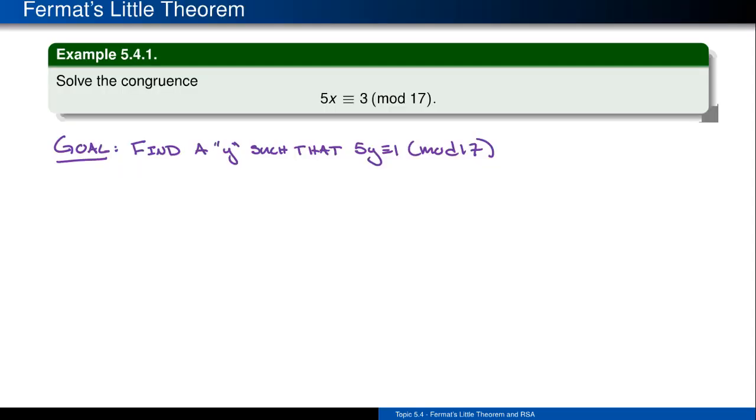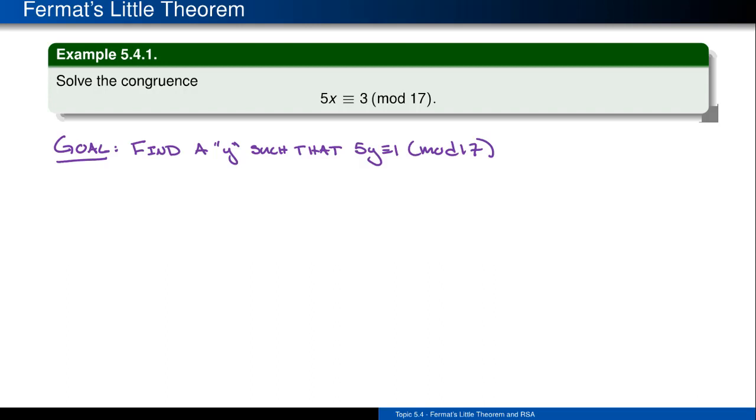So to start this off, we're going to look at this little problem that simply says, I want to solve this congruence that looks like 5x being congruent to 3 mod 17. We know this is basically going to boil down to this question of, can I find something that when I multiply it by 5, is going to kick out a 1 mod 17? So in this case, what we're looking for is the inverse of 5 modulo 17.